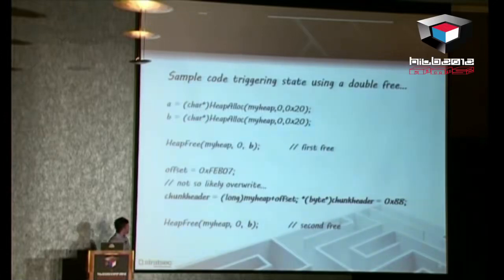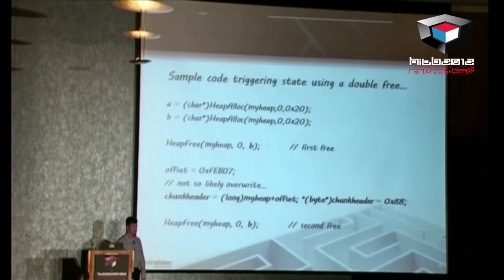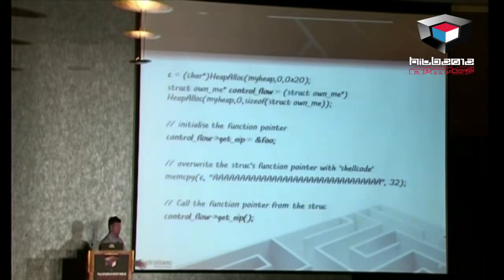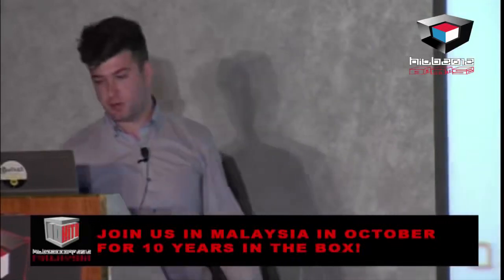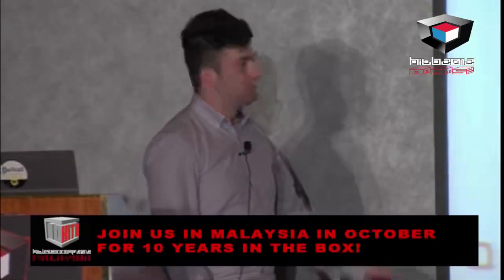Just do two allocations, then free the second one, and then we do the not so likely overwrite. We modify that one byte in the header so it can be ANDed, and then we trigger the second free. That places the heap manager into that state. Now every time we cause an allocation, it's going to return the same address. This allocation up here will return the same address as this allocation of the structure here, so these two get allocated at the same address. The function pointer is going to be initialized, we overwrite that function pointer and trigger a call. That's essentially how it works, and it works pretty well.